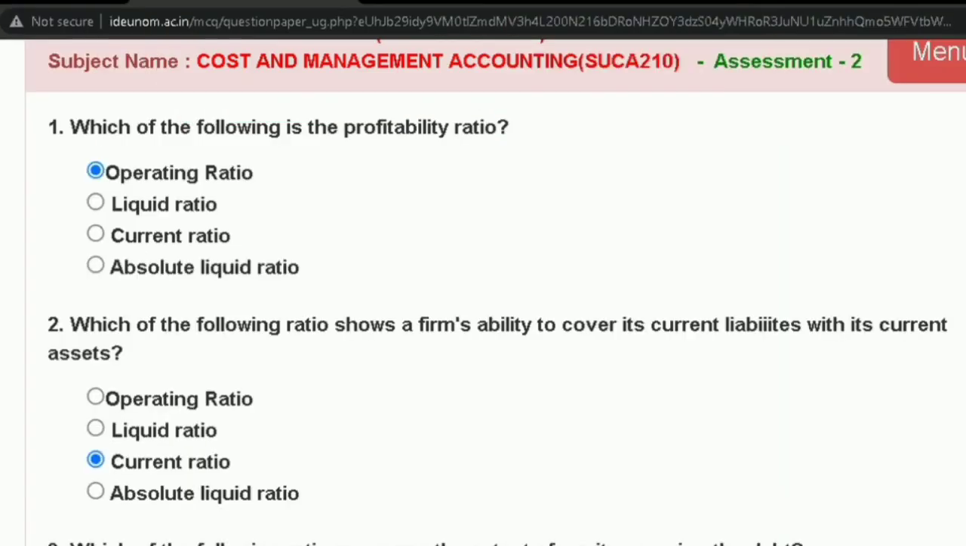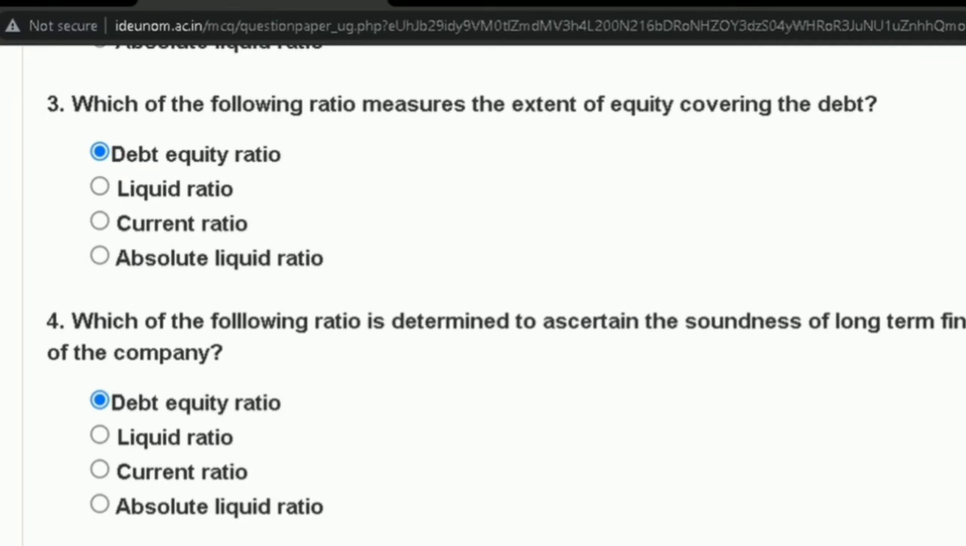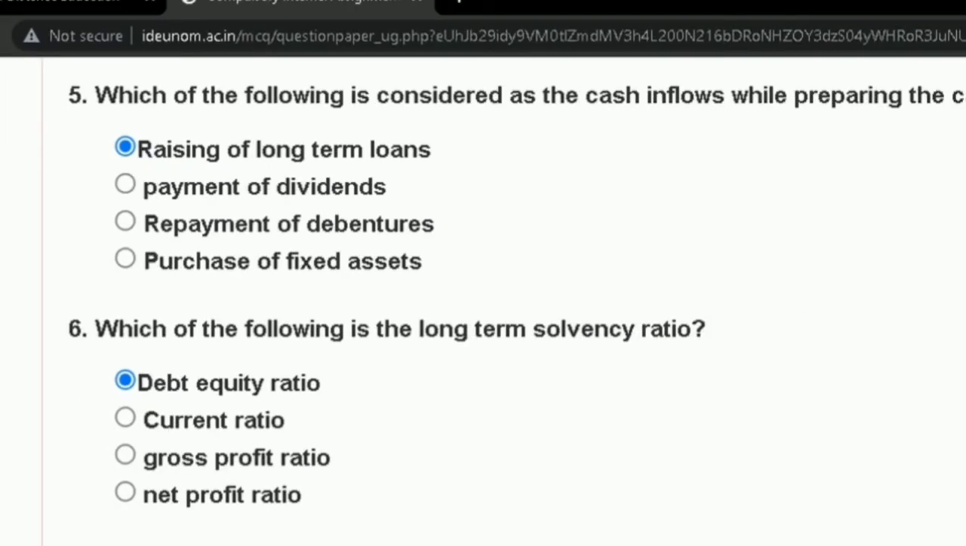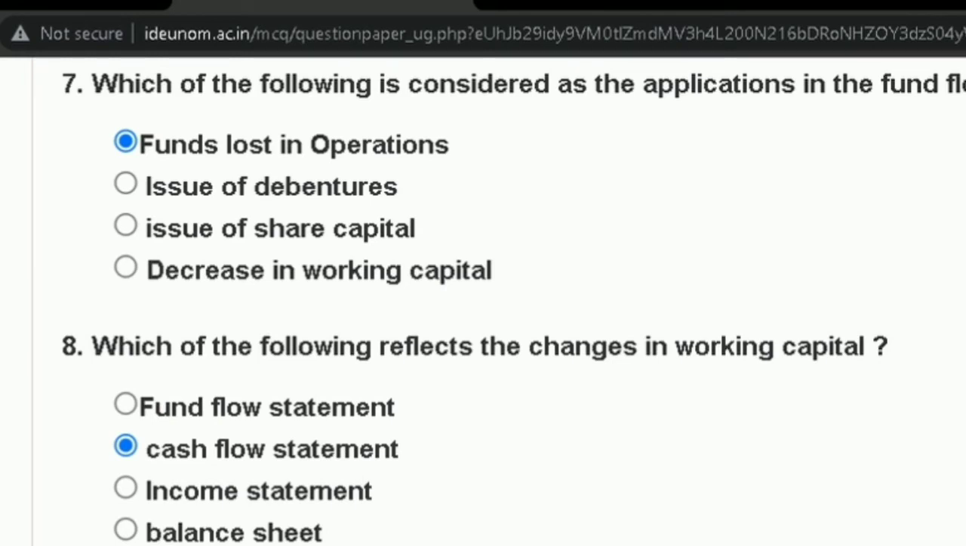Assessment 2, first answer is operating ratio, option A. Second one is current ratio, option C. Third one is option A. Fourth one is option A, guys. Fifth one is option A, raising of long-term loans. Sixth one is debt equity ratio. Seventh one is option A, funds lost in operation.